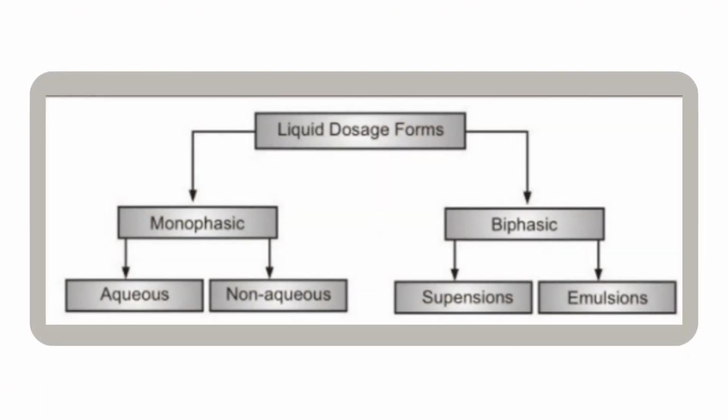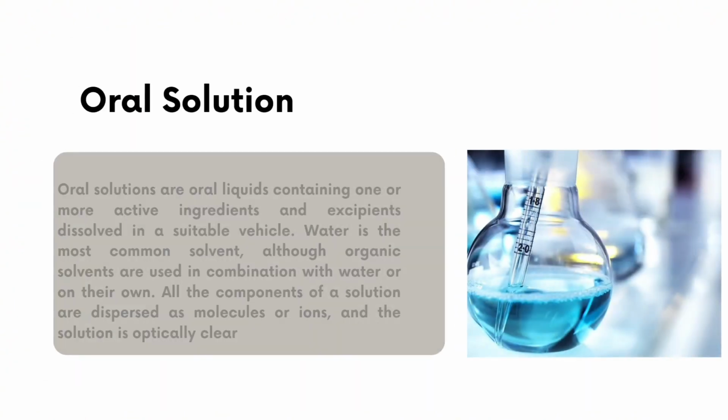Here we have a simple classification for the liquid dosage form. We can classify it as monophasic or biphasic. Then we have subdivisions under each. Monophasic can be divided into aqueous and non-aqueous. For the biphasic, it can be divided into suspensions and emulsions. Types of liquid dosage form.